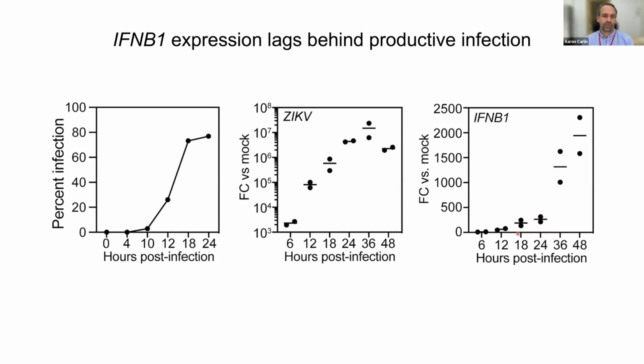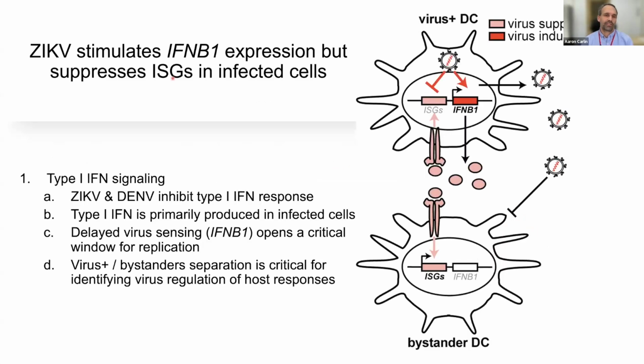And really this is critical. If you treat these cells early with interferon exogenously at 6 hours, 4 hours post-infection, you can block infection completely. And so the fact that the virus is able to delay this response until late allows the virus to propagate in the infected DCs. And so that's very quickly the first part of this talk, that basically Zika virus stimulates interferon beta expression, but suppresses ISGs in infected cells.